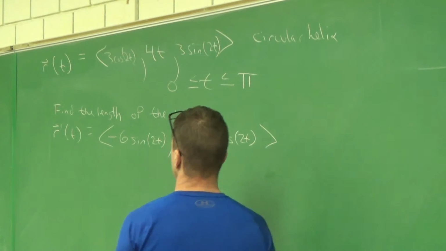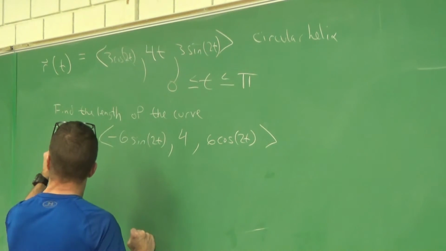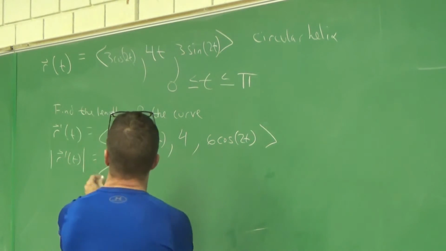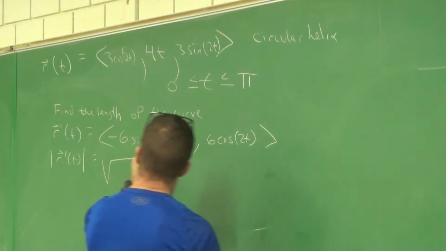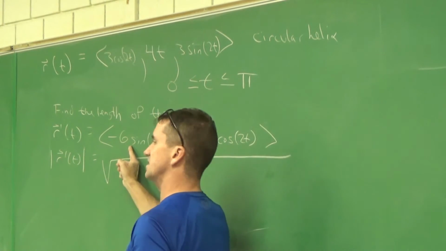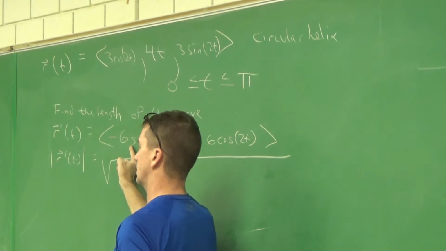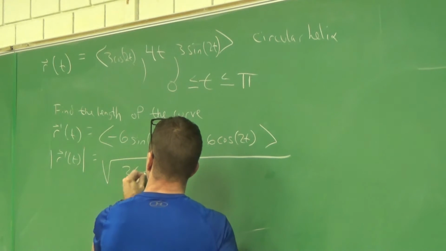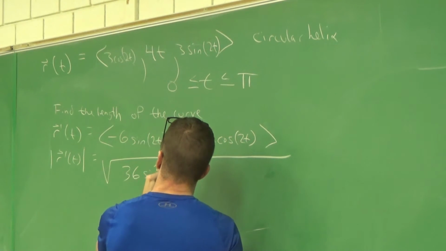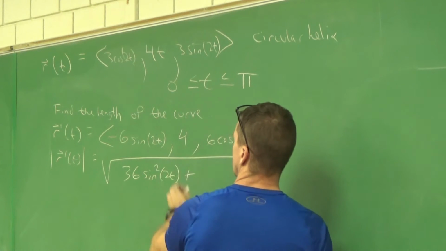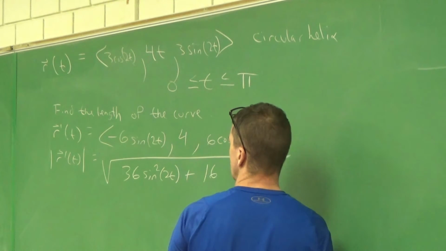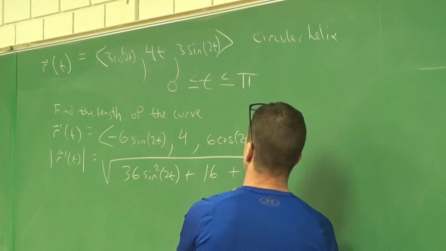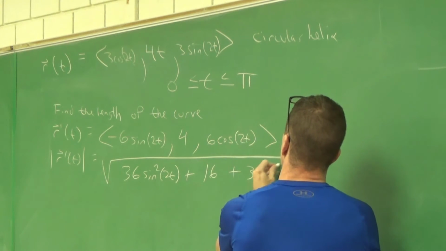All right, what's the magnitude of r prime? My goodness. Whoops, let me get the square root ready. What is this squared? You have to square that negative 6 too. 36 sine squared of 2t. What's that squared? 16. And what's this squared? 36 cosine squared.